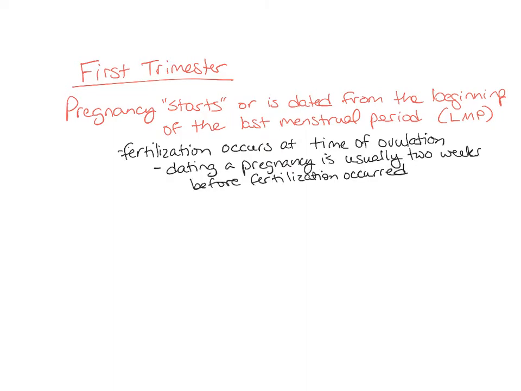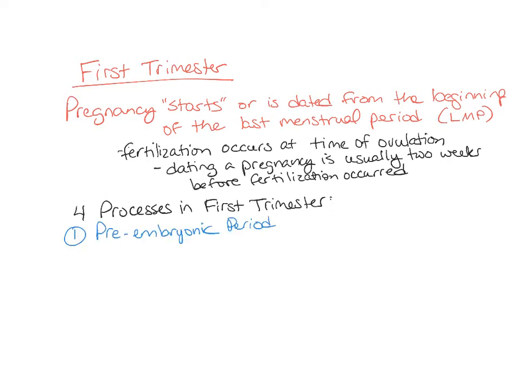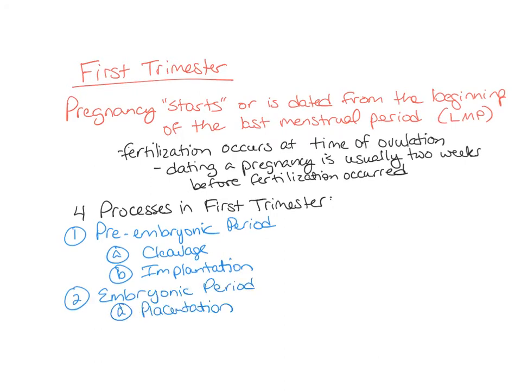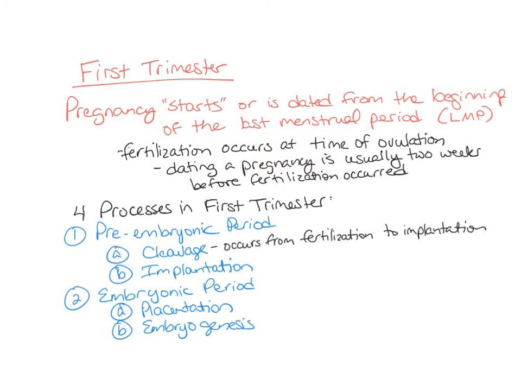There are 4 general processes that we're going to look at. 2 of the processes occur in the pre-embryonic period. They're called cleavage and implantation. And then there are 2 processes that occur in the embryonic period, which are called placentation and embryogenesis. Cleavage is the cell division that occurs from fertilization to implantation in the uterus. This is where a zygote becomes a blastocyst and then a preembryo. Implantation is when the blastocyst attaches to the endometrium of the uterus.